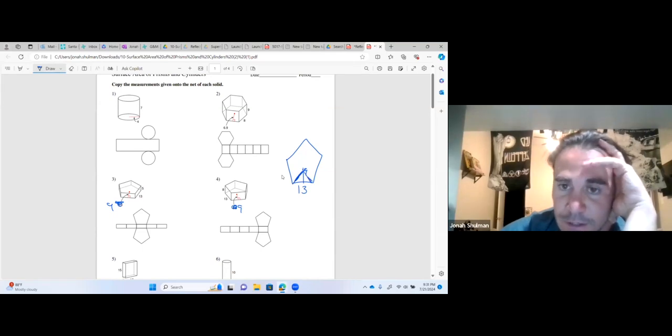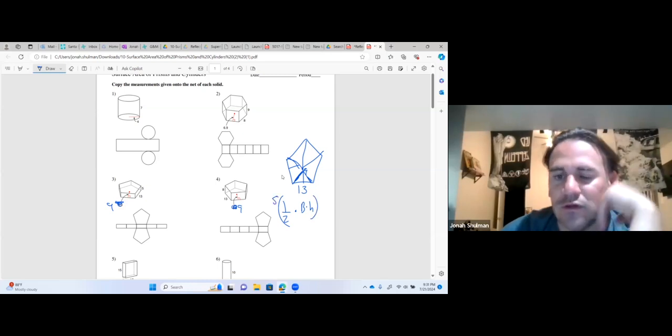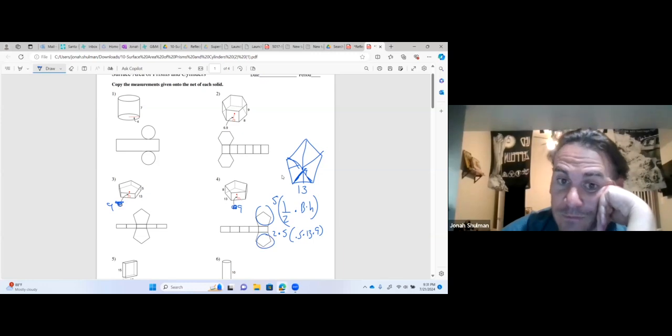There's a triangle right here, and I can count them all the way around. So that's 1 triangle, 2, 3, 4, 5 triangles. It's really 1/2 base times height, but I have how many of them? 5. So it's 5 times 0.5 times 13 times 9. That gives me this whole one. And if I double it, times 2, now I have both of them.